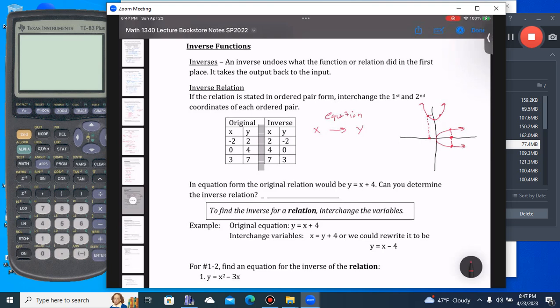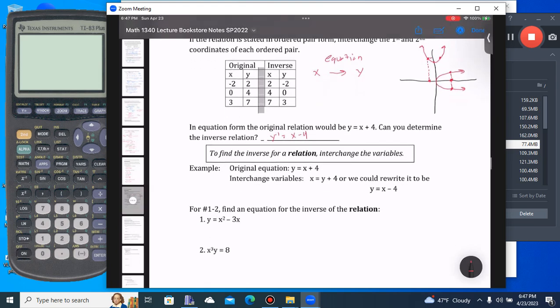All right, so with this data, this is from a function that would be y equals x plus 4. It's adding 4 to everything. The inverse would be y inverse, y to the negative first, equaling x minus 4. It's sending everything back. So 2 subtract 4 equals -2, 4 subtract 4 equals 0, 7 subtract 4 equals 3.